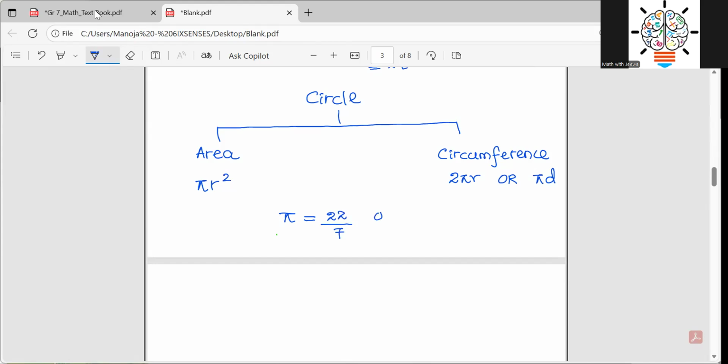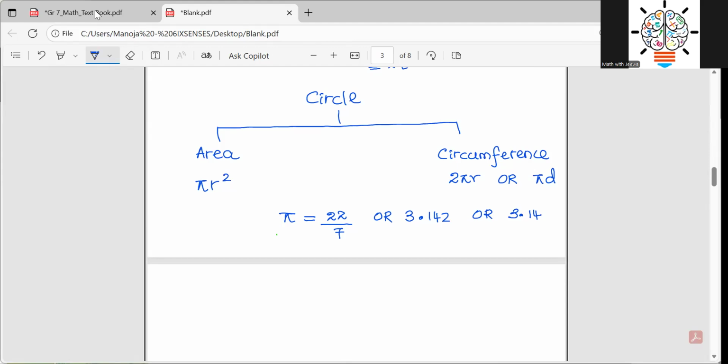Sometimes they use this as 3.142, or some textbooks use this as 3.14. You don't need to worry about having so many values for the same π symbol. In the exam, they will tell you, consider π as 22/7, consider π as 3.142, or consider π as 3.14. Therefore, you don't need to worry.